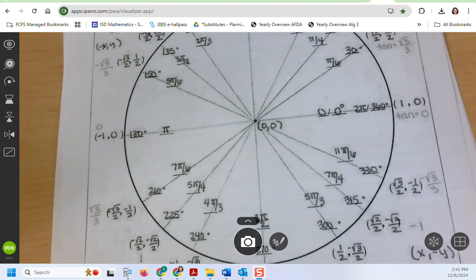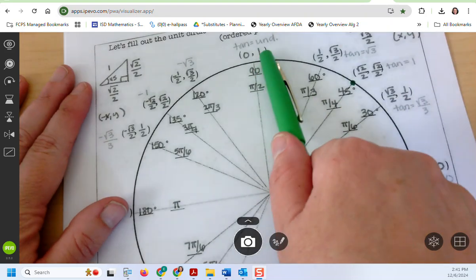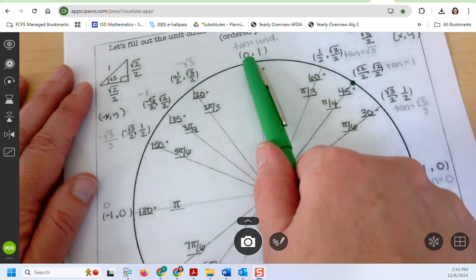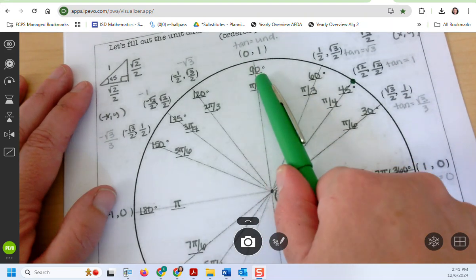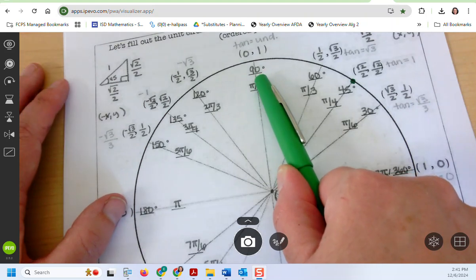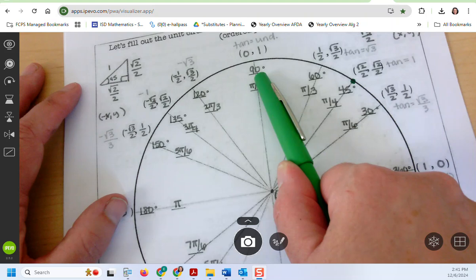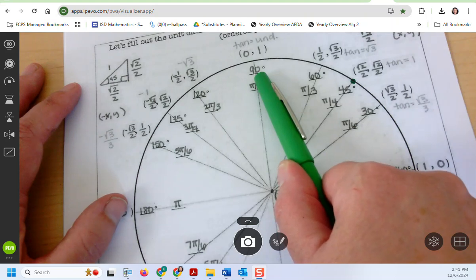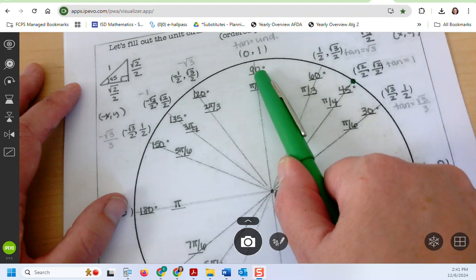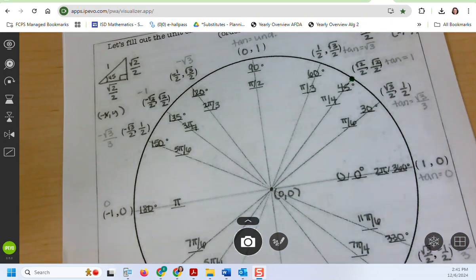All right, let's check 90. Thank you for suggesting one. So y over x, 1 over 0. Does that equal 0? It's hard to know. Try it on your calculator. What does your calculator say? 1 over 0. What's it say? Divide by 0. Yeah, because we're not allowed to divide by 0. So that was an excellent guess. What's another guess we should try?